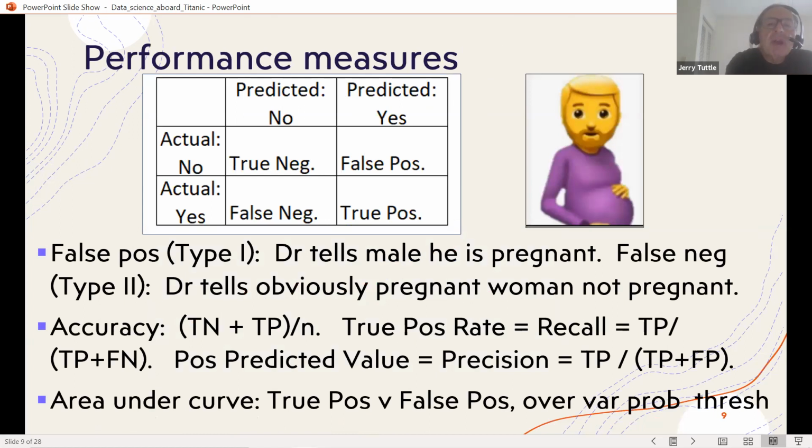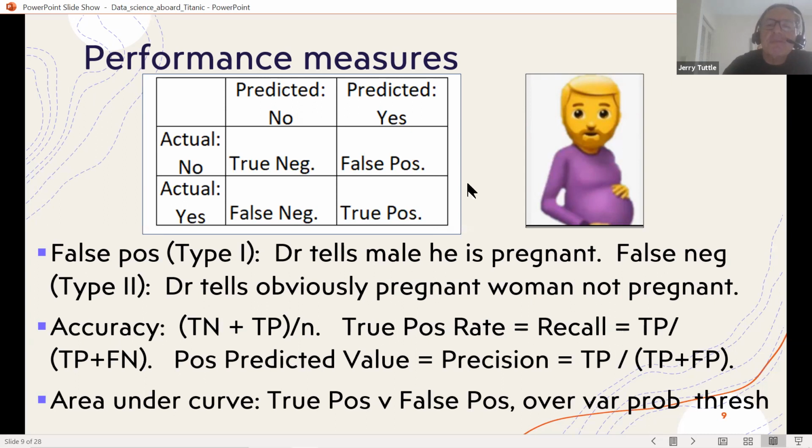Next, we need to talk about how we are going to measure how well our model has performed, and particularly in this case where we have a binomial dependent variable, survival, yes or no. The actual state is either yes or no, and the prediction of any data point is either yes or no. So this 2x2 matrix is called a confusion matrix. There are 4 states, 2 actuals and 2 predicteds. And certainly this is very common in statistics.